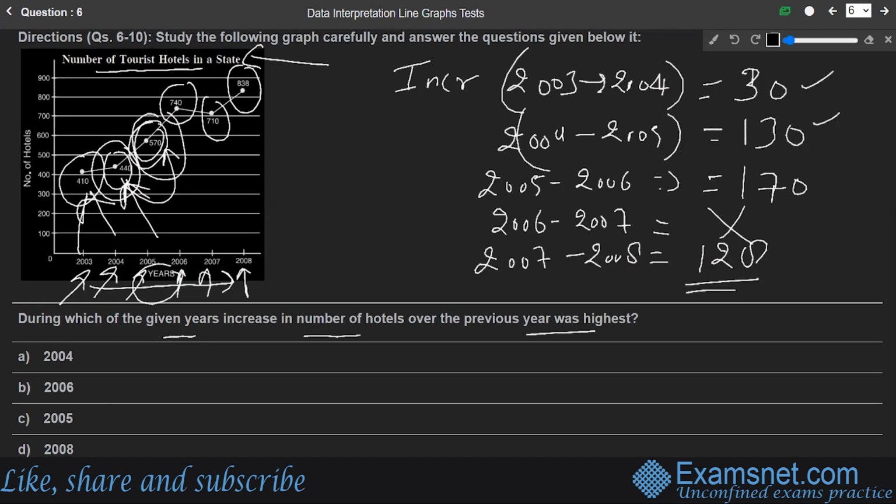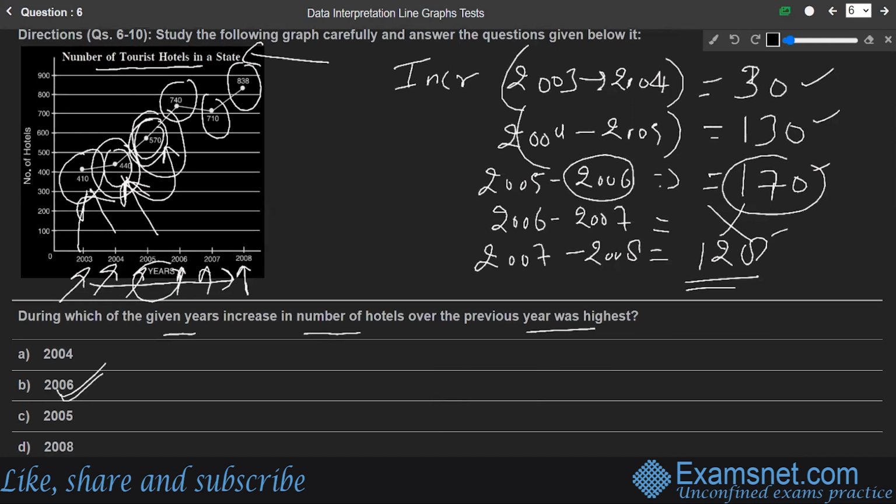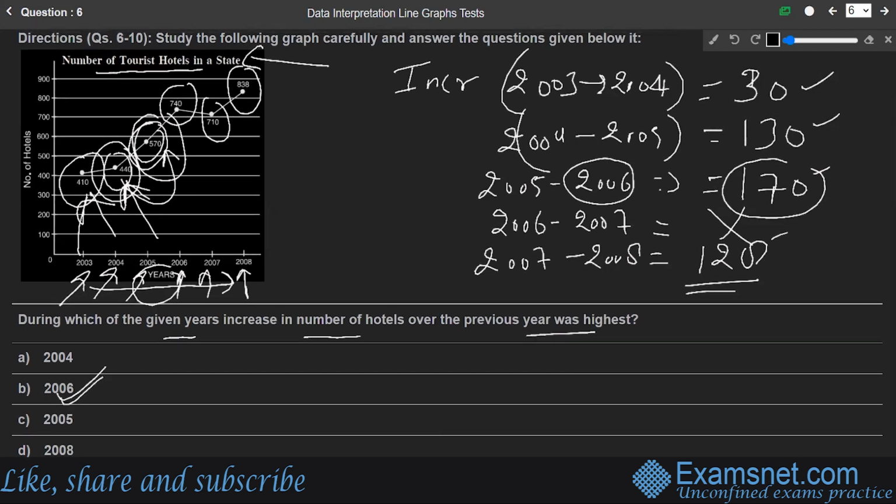So these are the differences, and we are supposed to find the highest out of them. Clearly, the highest is 170, which is between 2005 and 2006. So the right answer is 2006, because in the year 2006 we registered the highest increase over the previous year. The data of 2005 to 2006 actually belongs to the year 2006. So that is the right answer, option number B, 2006. The highest value is 170.